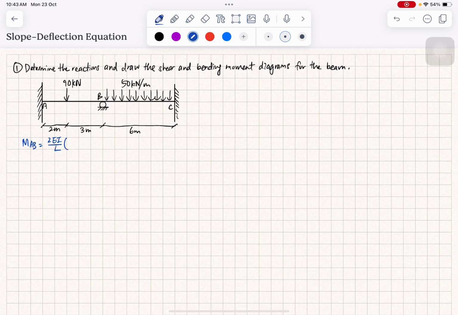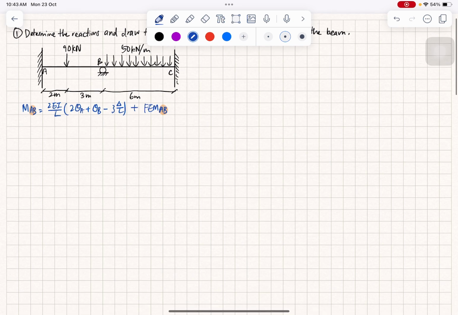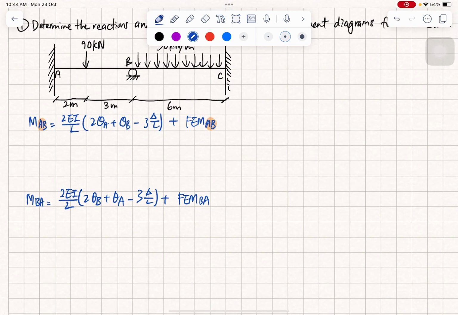MAB equals 2EI over L, 2 theta A plus theta B minus 3 delta over L, plus FEM AB. If it is AB, your FEM will be AB. Okay, that's very simple. For MBA, it is the same: 2EI over L, 2 theta B plus theta A minus 3 delta over L, plus FEM BA. Just remember, if you have BA, you will have FEM BA.